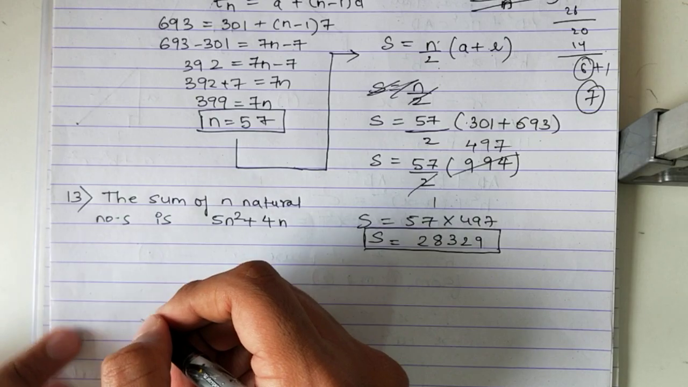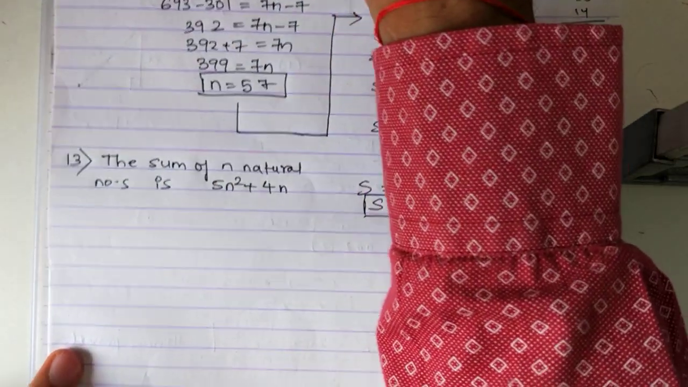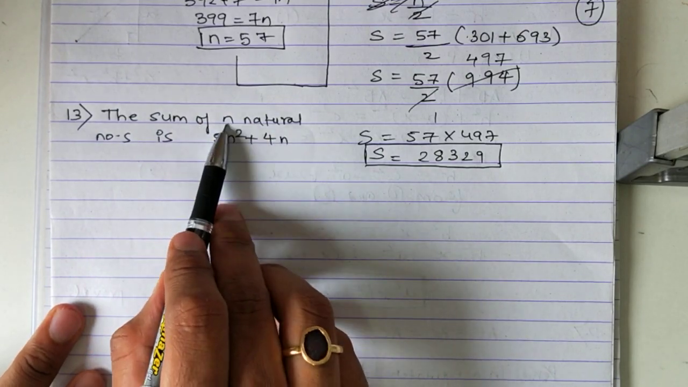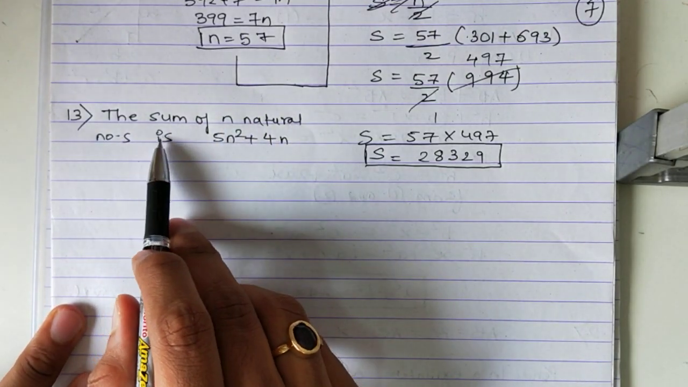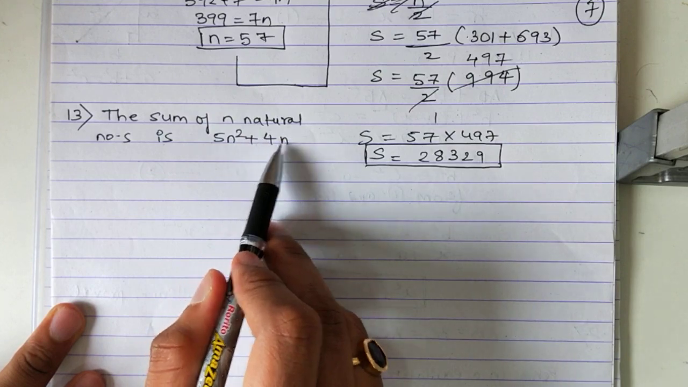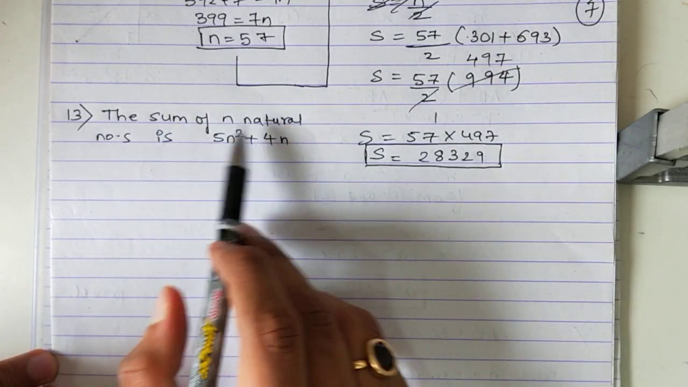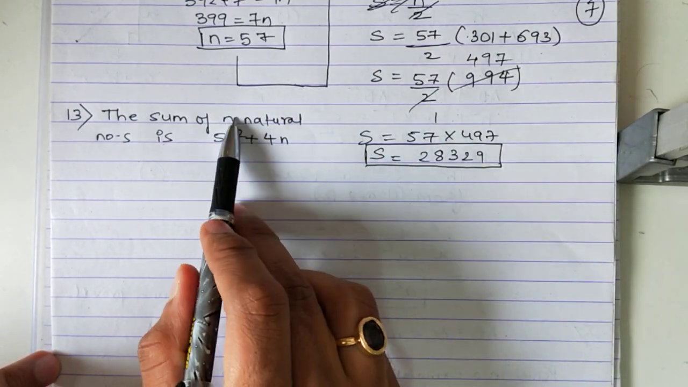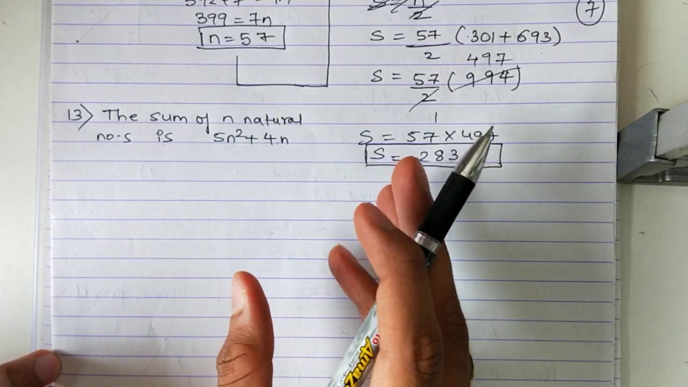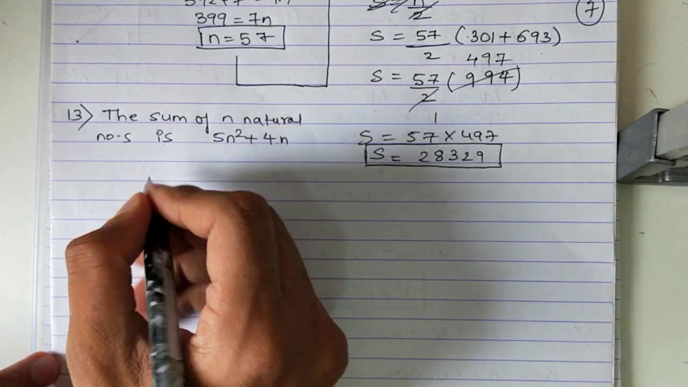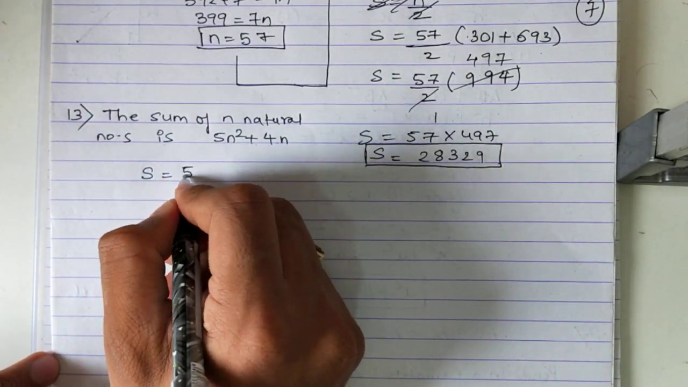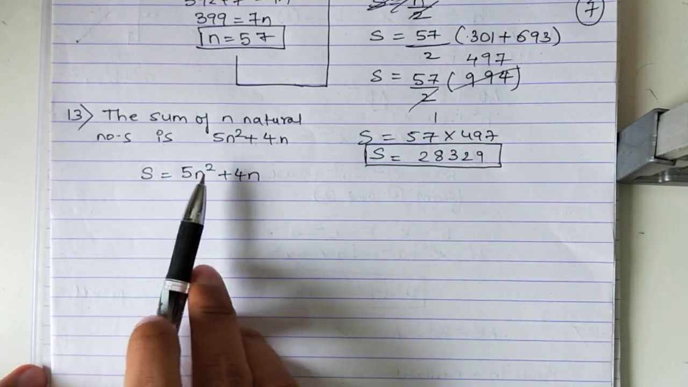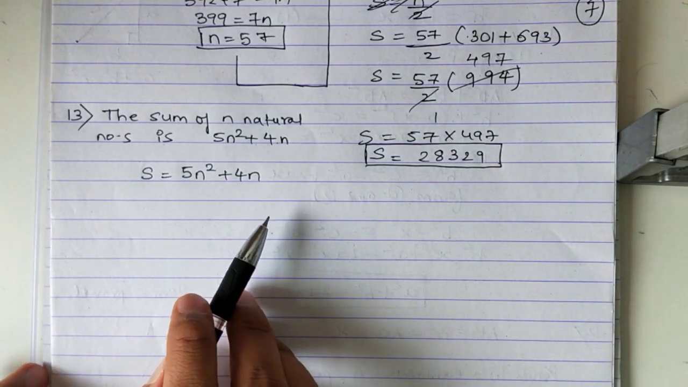Question number 13. The question says the sum of n natural numbers is 5n square plus 4n. Sum of n natural numbers. n can be any number. Sum of 5 natural numbers, then write 5 in place of n. Sum of 10 natural numbers, then write 10 in place of n. It means the formula for the sum is already given. It is 5n square plus 4n.